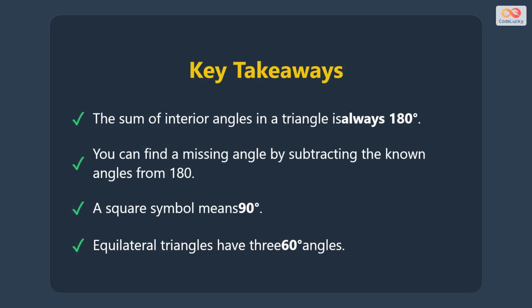To summarize, remember these key points. The interior angles of any triangle always add up to 180 degrees. You can find any missing angle by subtracting the known angles from 180. Watch out for the square symbol meaning 90 degrees, and remember that equilateral triangles always have 60-degree angles.